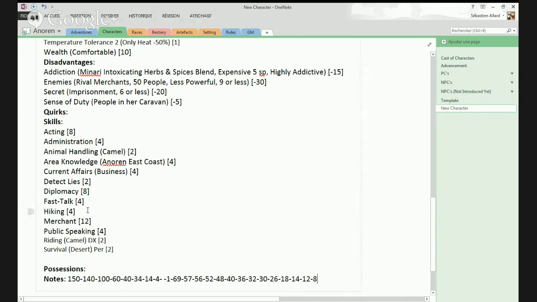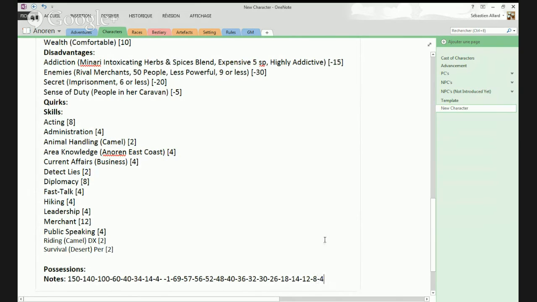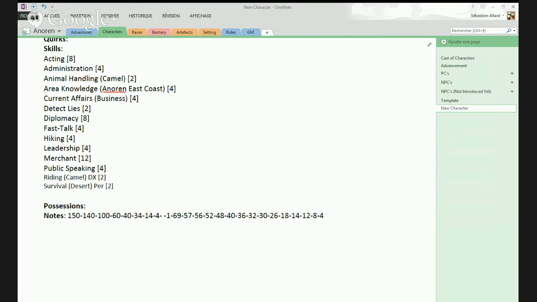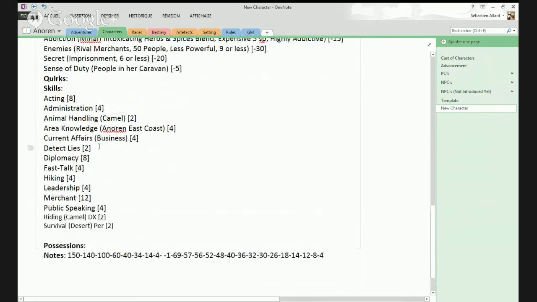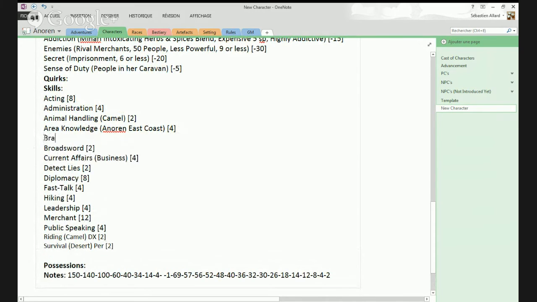Now I'm almost done. Leadership is a good one too. Okay, let's say a last social skill. And I have 4 points left. I'm gonna need maybe a fighting skill. So I was thinking about a simple scimitar skill, which is covered by a broadsword skill. Let's say 2 points in it, and the last point will be in brawling. You know how to punch people a little bit. Maybe 1 point.